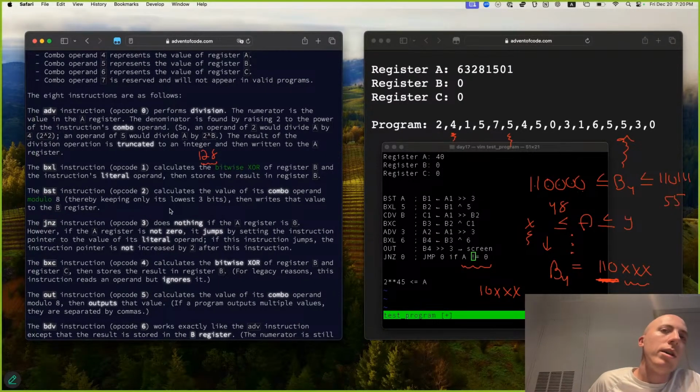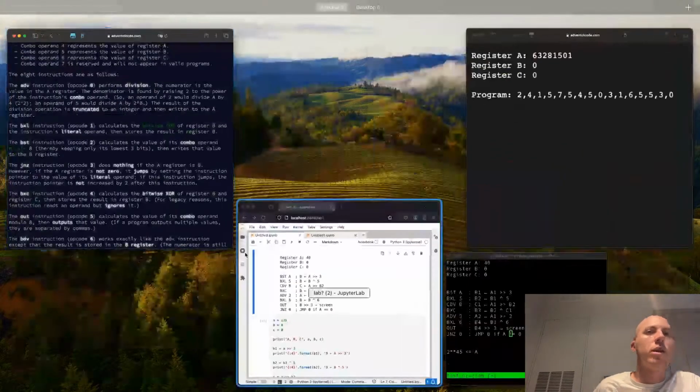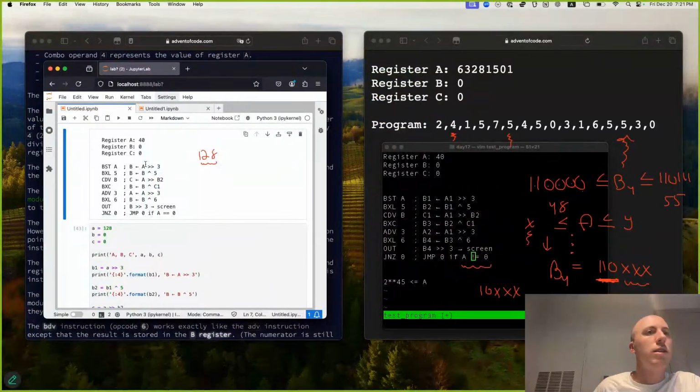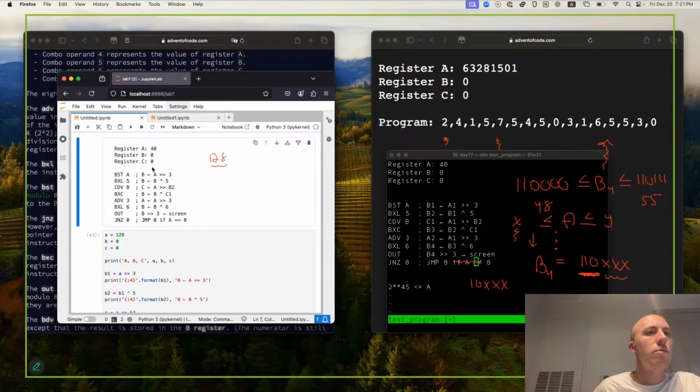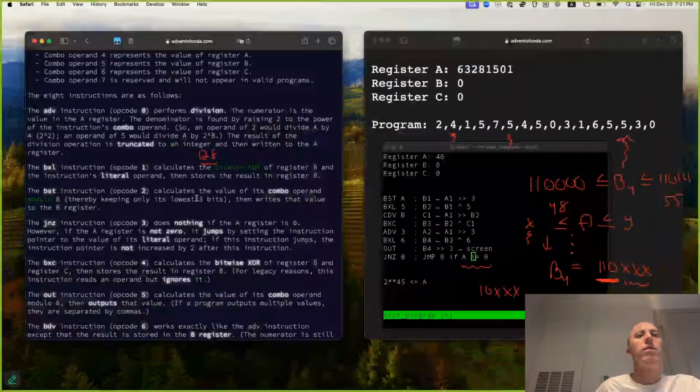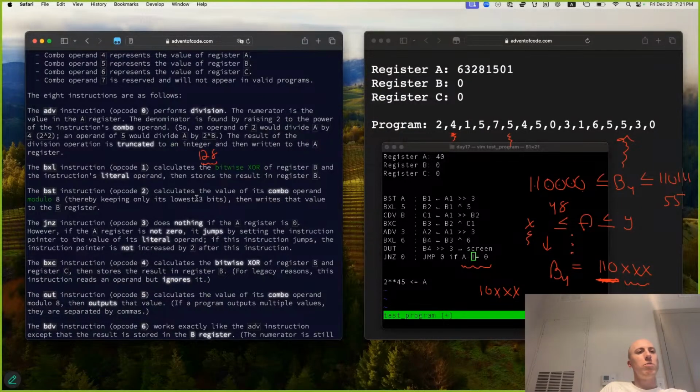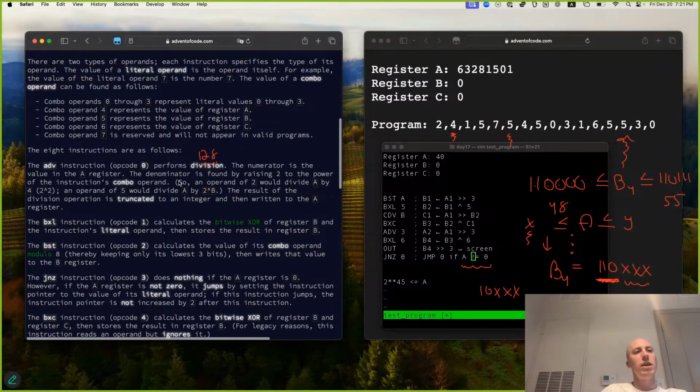Wait, oh man, I feel like I've been doing this wrong the whole time. BST doesn't say to shift it down 3. It just means to take the remainder modulo 8. Dang. Okay.